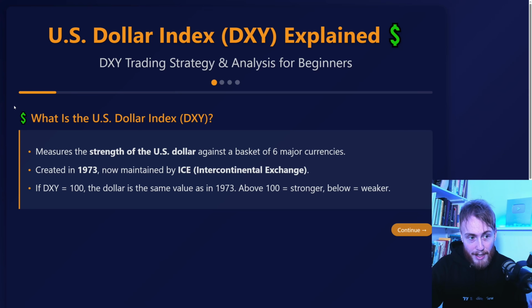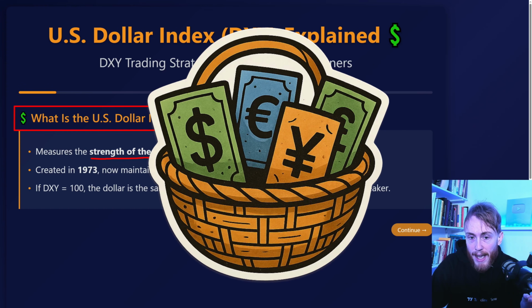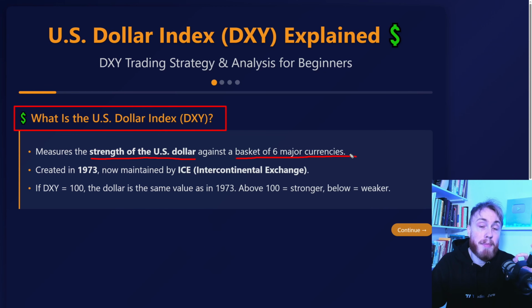But right, so let's begin here by answering the very key question. What is the US dollar index, or for short, DXY? Well, in simple terms, the DXY measures the strength of the US dollar, and it measures this against a basket of 6 major currencies.